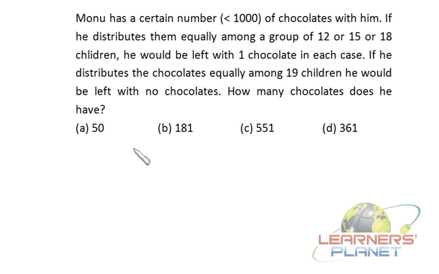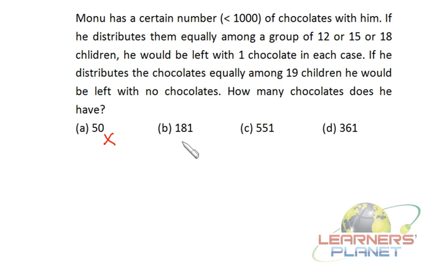Okay, that means our answer should be a multiple of 19, and if that answer is divided by 12 or 15 or 18, it should leave the remainder as 1. Now let's go by elimination of options. That would be much easier for us. Suppose the correct answer is 50. If I divide 50 by 12, I'll get the remainder as 2, since 48 is a multiple of 12, so it cannot be the right choice.